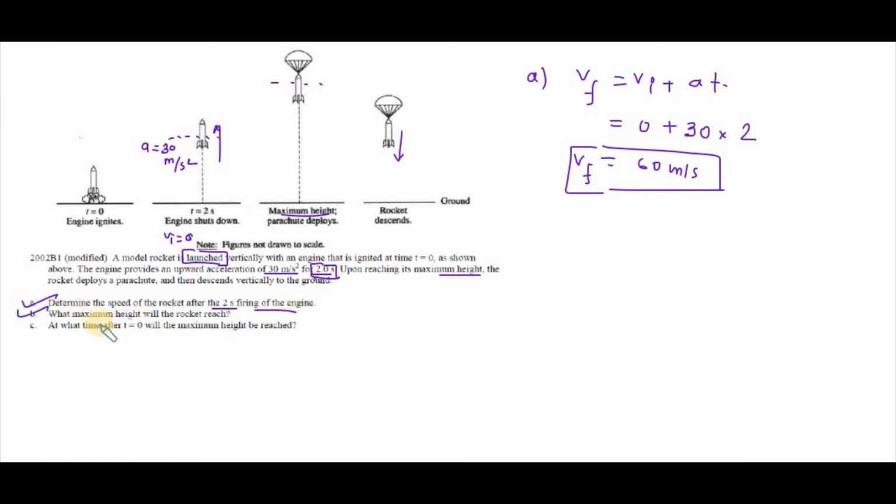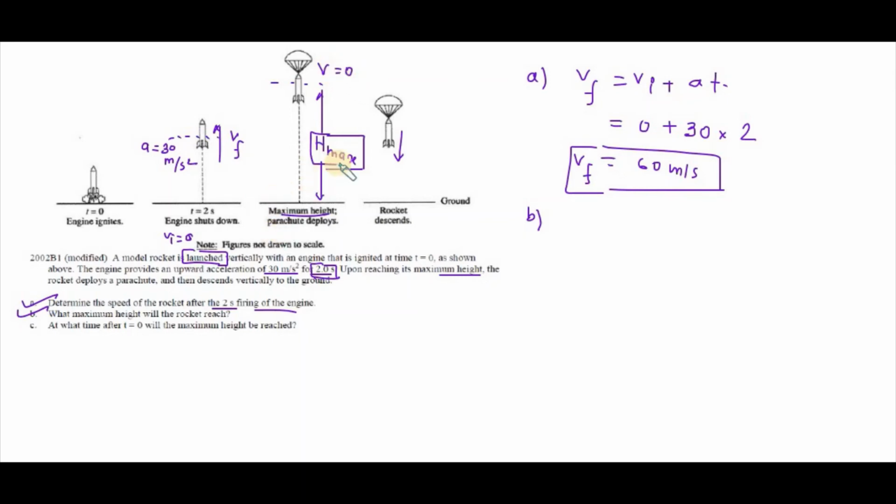Now in part B, what maximum height will the rocket reach? The final velocity after 2 seconds we have already computed, and we have considered this as the maximum height. H max represents the maximum height, and at the maximum height the vertical speed of the rocket should definitely be 0.